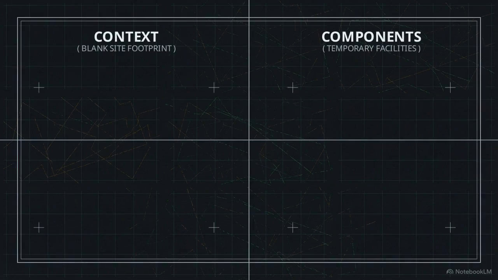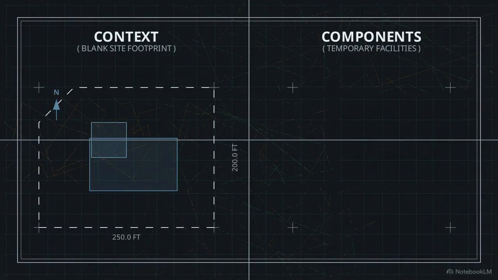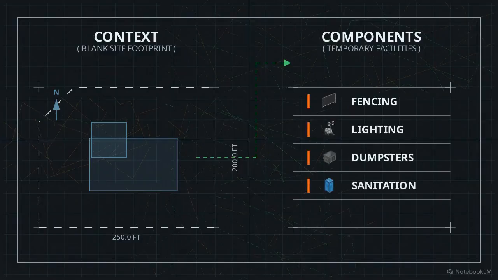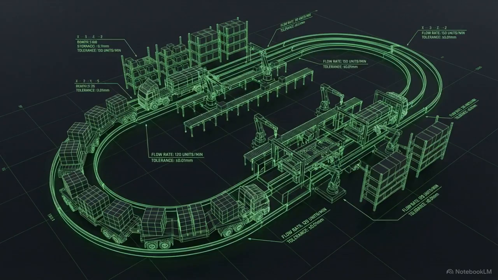This list shows the second of two prerequisites you need before drawing. First, you need a blank site footprint, usually a civil drawing. Second, you need this comprehensive list of required temporary facilities based on your scope, including fencing, lighting, dumpsters, sanitation, and trailers. A well-engineered logistics map transforms a chaotic dirt lot into a controlled, highly predictable manufacturing floor.